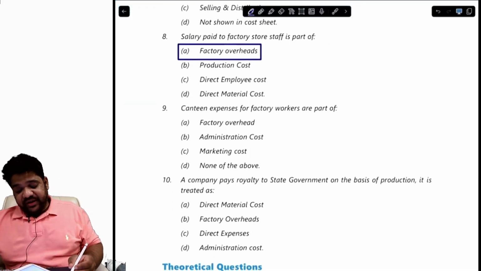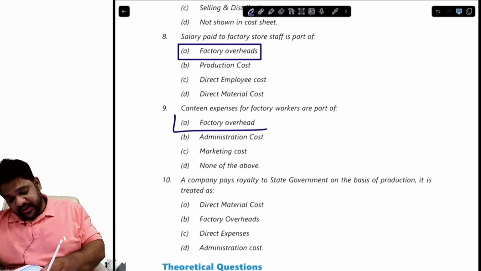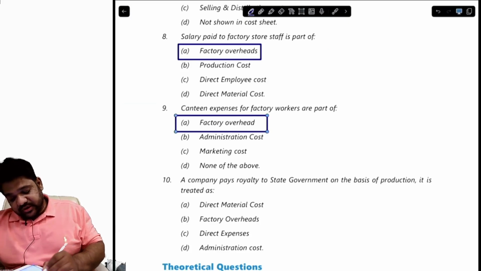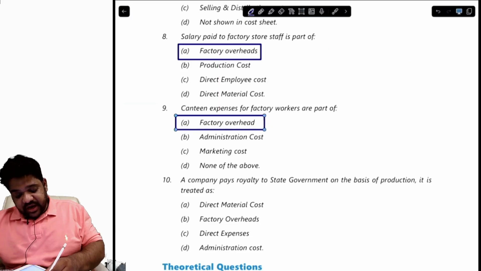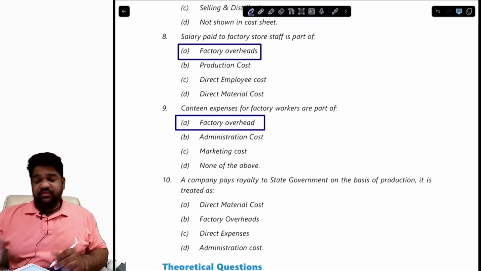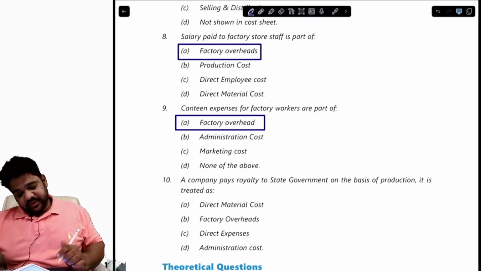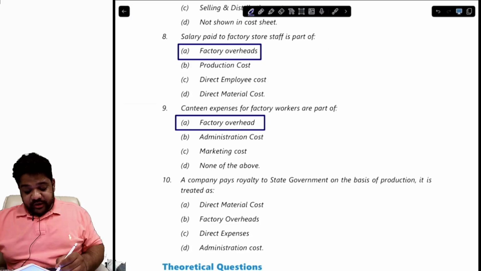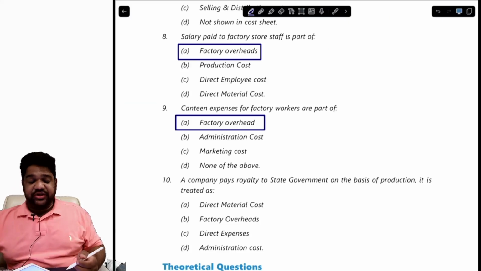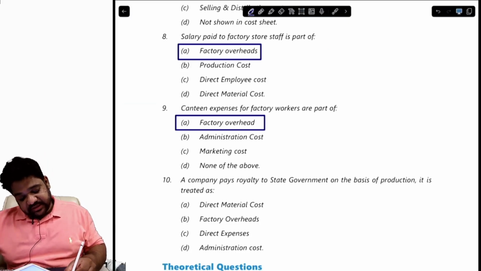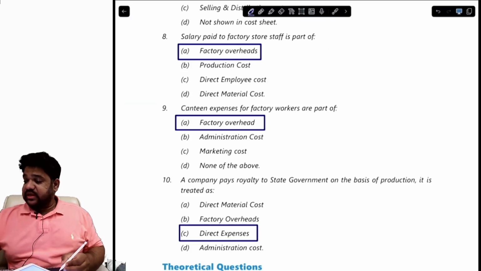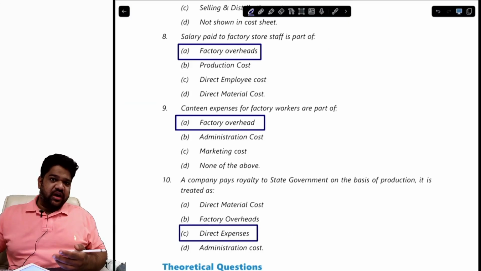Canteen expense for factory workers, part of factory overhead, because it is for the factory workers. Had it not been for factory workers, then we would have to think something different, but it is part of factory overhead. Company pays royalty to state government on the basis of production. So it is royalty. Royalty is part of direct expense. C. Wow, this happened really quick. Just 3.5 minutes. Very nice.